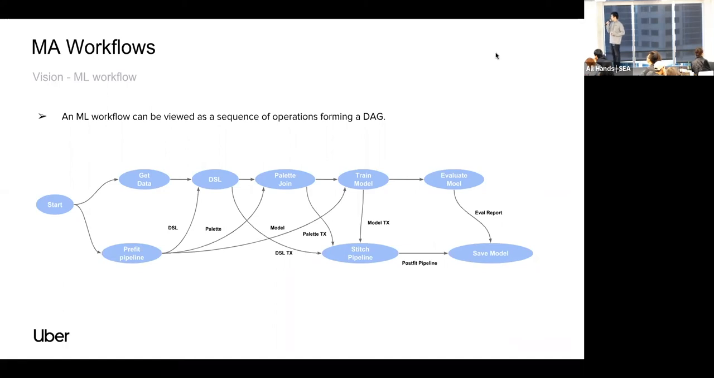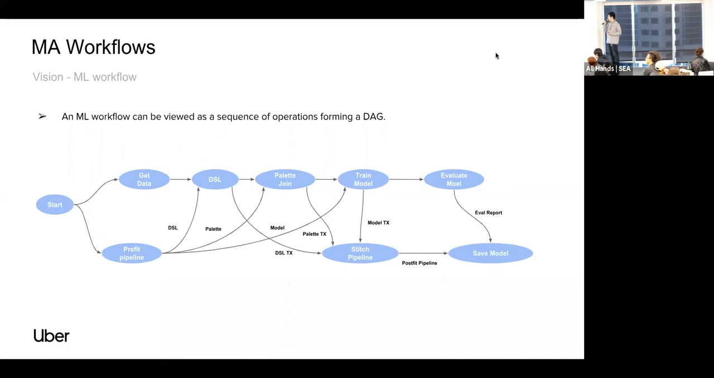For any machine learning problem, you can think of the whole process as a workflow. It's just a DAG. For example, this is a single machine learning training workflow. We have a feature data preparation stage, which contains a get feature stage and some feature engineering like a DSL, palette feature joins, to get the training data. And we also have a special stage called prefit pipeline loading, which allows us to load some predefined pipelines or even partially trained pipelines from model storage.